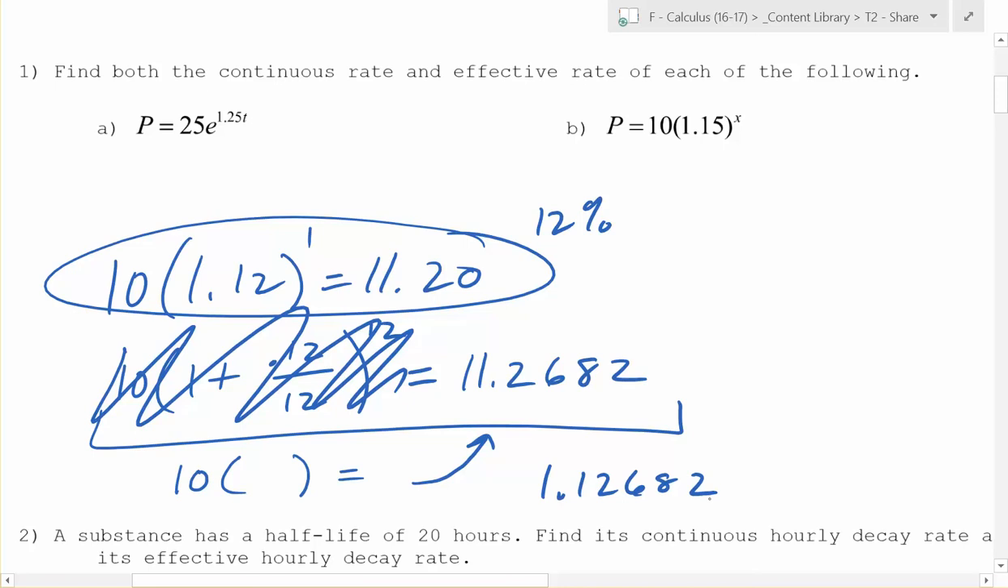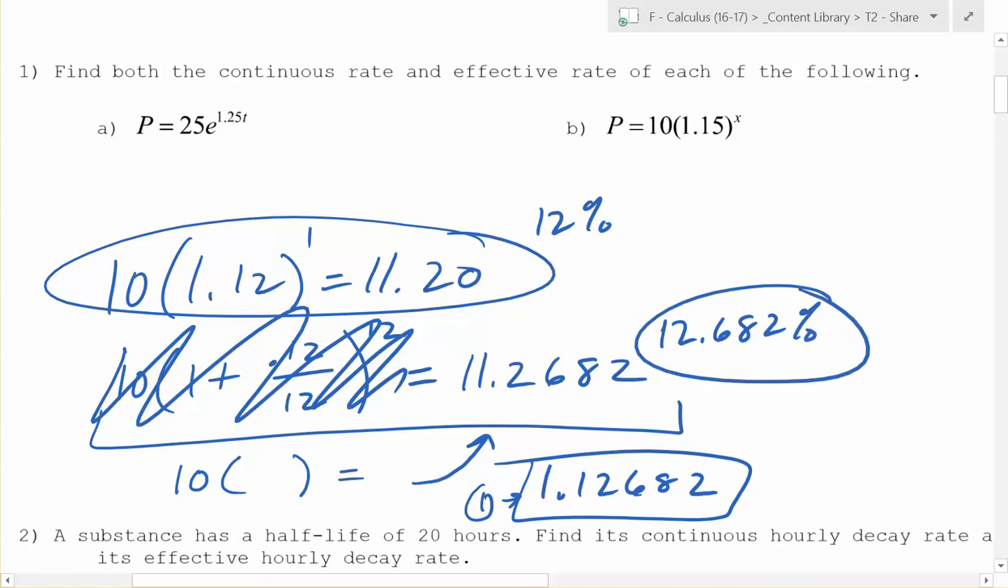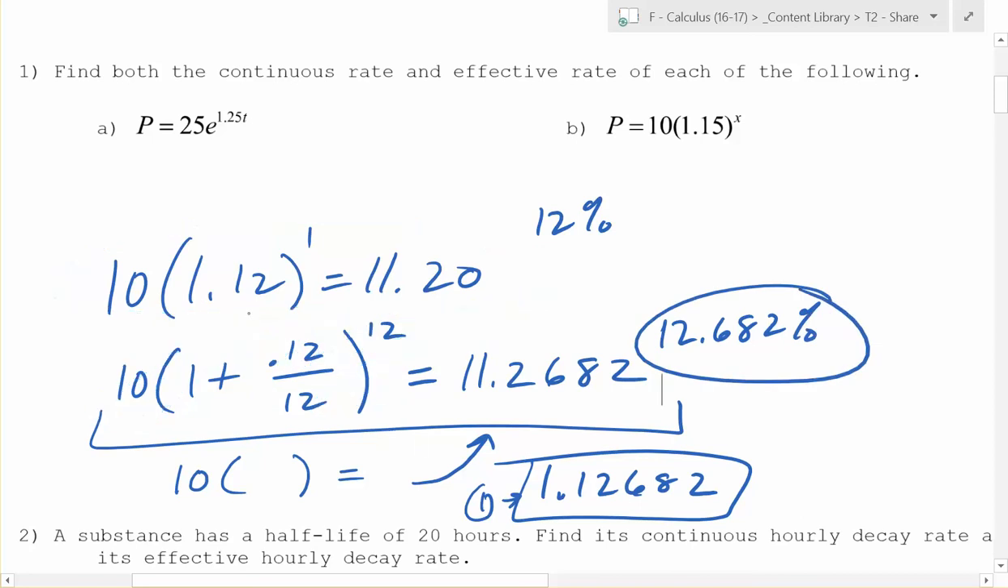What do you multiply 10 by to get 11.2682? You get that, right? What is the percentage increase to go from 1 to this? 12.682. This right here is called the effective interest rate. So if you compounded 12% monthly, that's the same thing as doing 12.682% once. Remember, it's always going to go up a little bit.